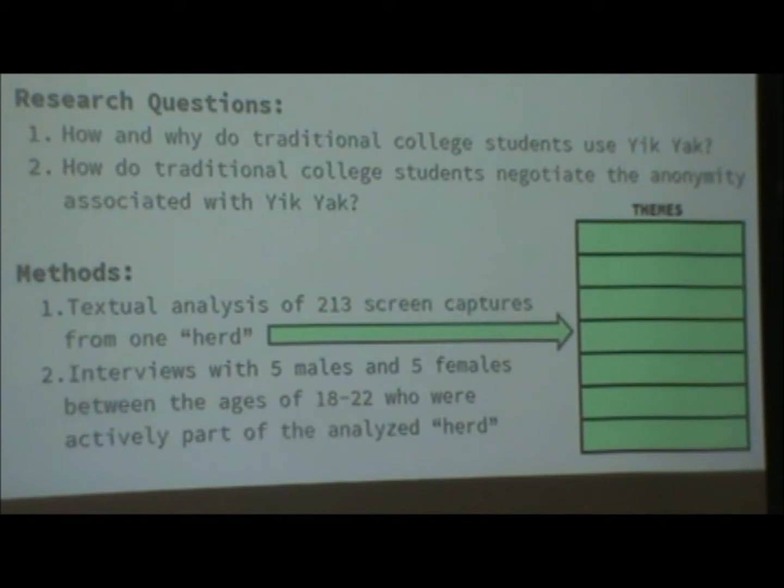Since Yik Yak is location-based and usually constricted to a smaller area, data was collected from the herd of a private liberal arts college in the Midwest. I'm sure you can't guess which one that was. A total of 213 screen captures were collected from the herd.